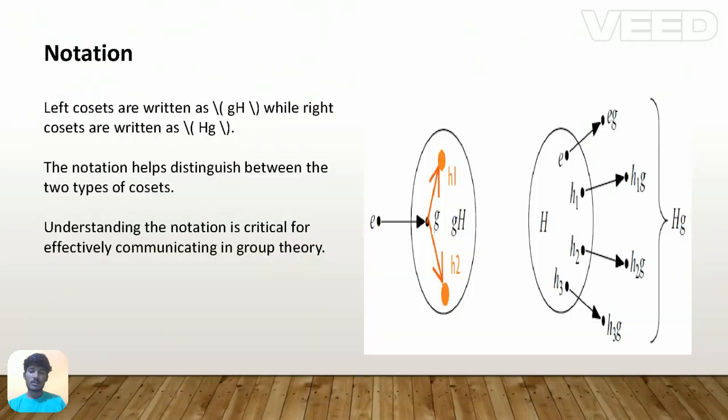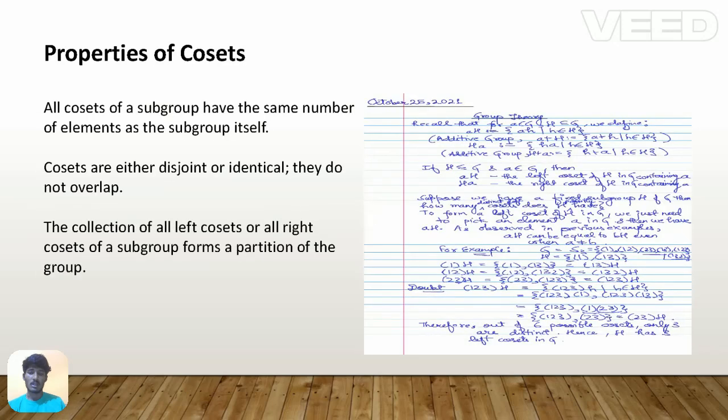Notation. Left cosets are written as gH while right cosets are written as Hg. The notation helps distinguish between the two types of cosets. Understanding the notation is crucial for effectively communicating in group theory.